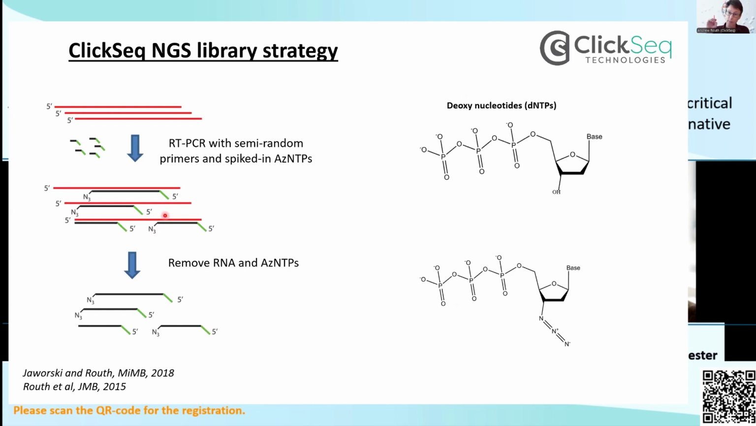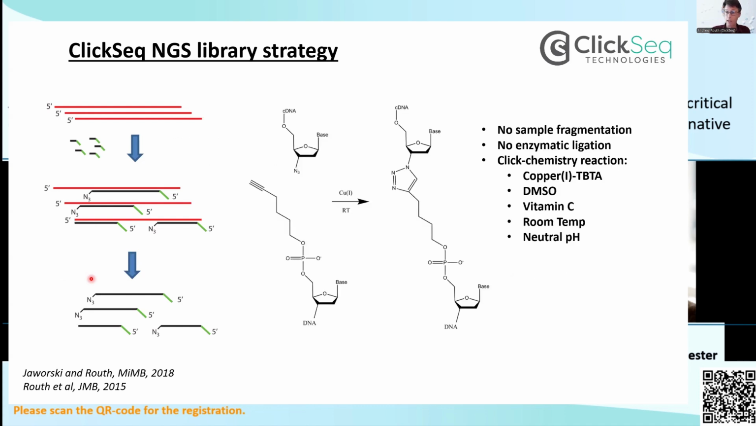What this means is that it prevents template switching from the reverse transcription reaction. It also means you don't have to fragment your RNA. It also means that you can exploit this azido group at the end of your cDNA using click chemistry.